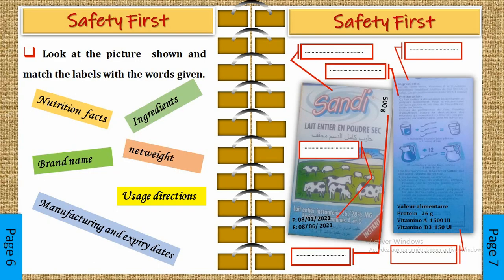The teacher then moves on to the next task. In this second task, learners are asked to match the labels on the picture with the words given. We have the words nutrition facts, ingredients, net weight, brand name, usage directions, and manufacturing and expiry dates. Learners, of course, take a few minutes to do this activity, then they interact with their teacher to check their answers.